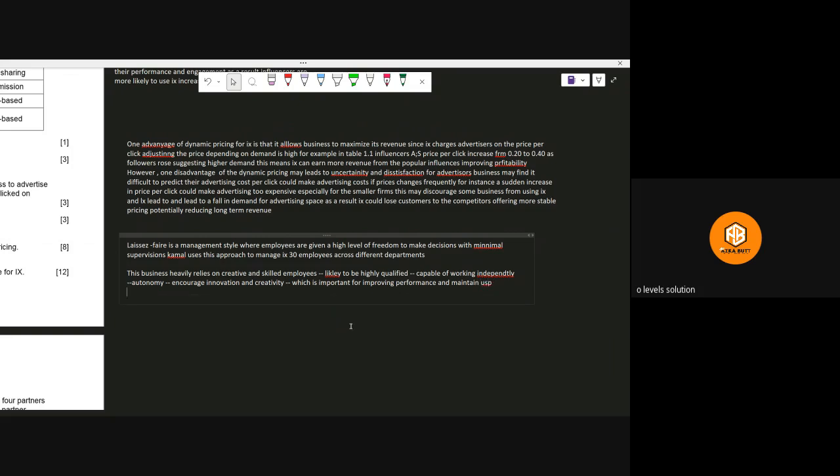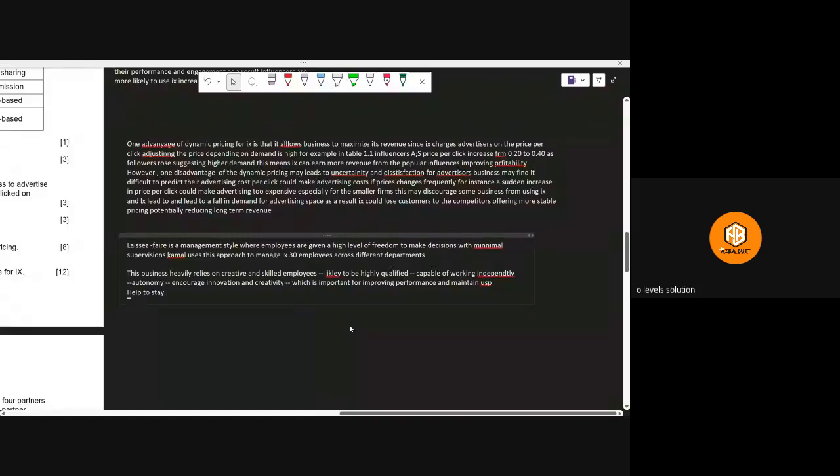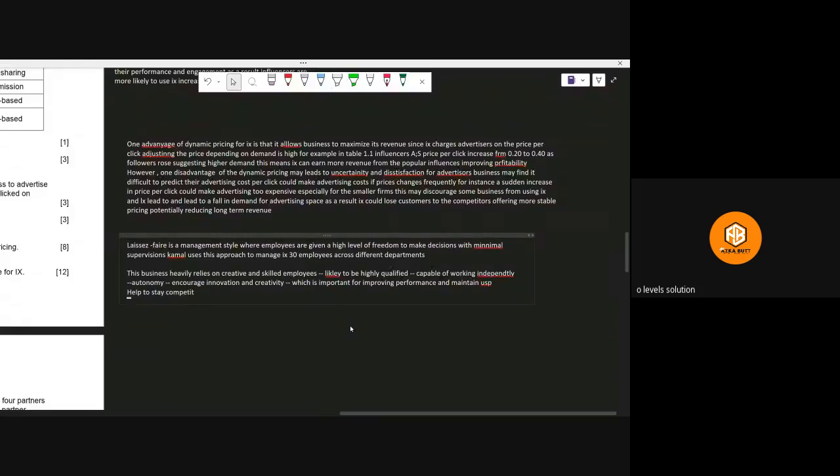Okay, and this could help IX to stay competitive, and continue attracting the influencers and increasing demand for its services. This is how you need to write the last impact on the business, like how this will be helping the business objectives to be achieved.